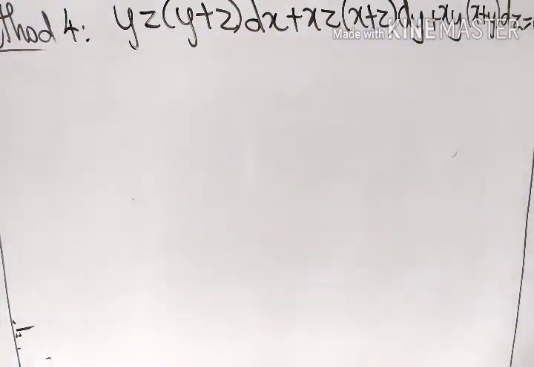This is our question: y(y+z)dx + xz(x+z)dy + xy(x+y)dz = 0. This is a homogeneous Pfaffian differential equation, because all the powers of x, y, z are homogeneous. And we are going straight to the method. The question is actually: verify this is integrable and solve the equation.